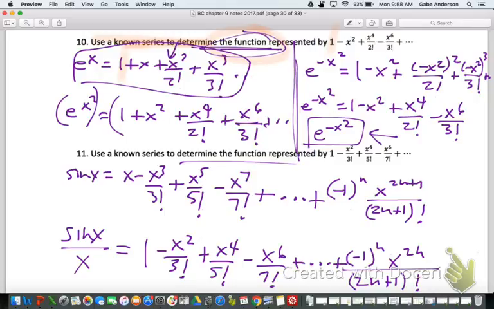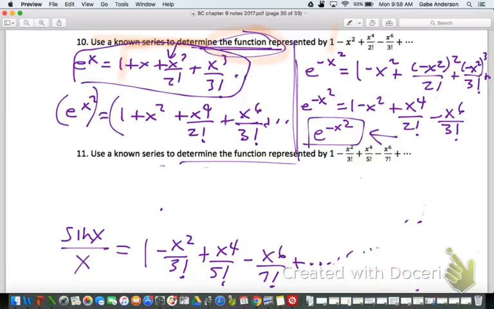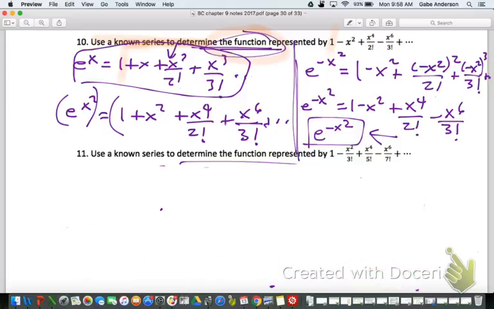Okay, so let me erase this real quick, and let's see here. That will, I think, will be okay. Let's try a few more of these. What if I had the exact same instructions, use a known series to find what this is, to determine what function this is. And let's say I gave you this.